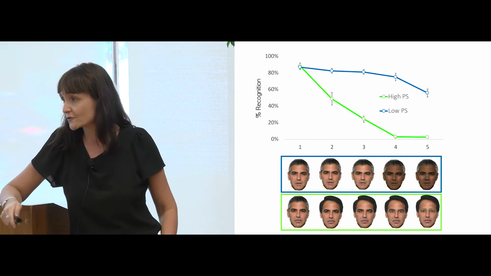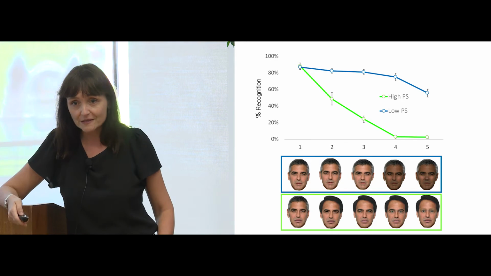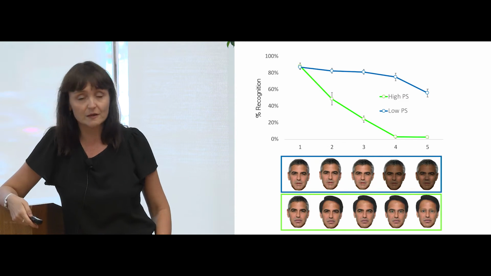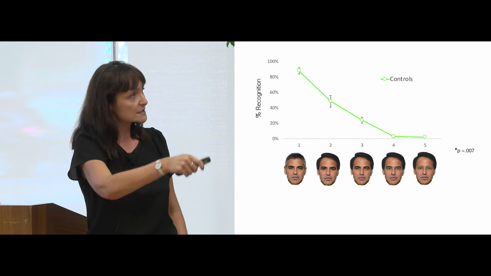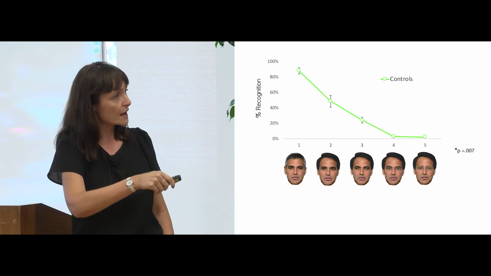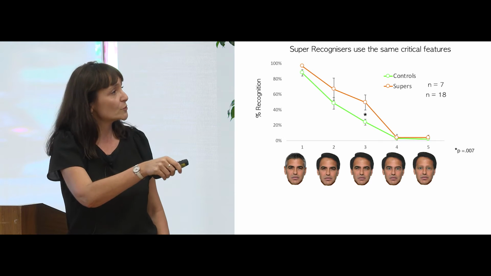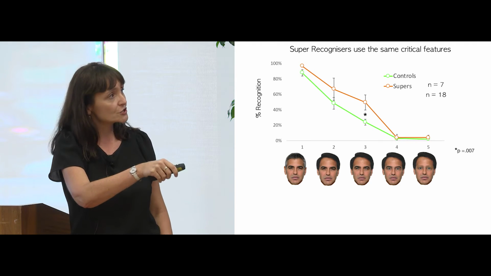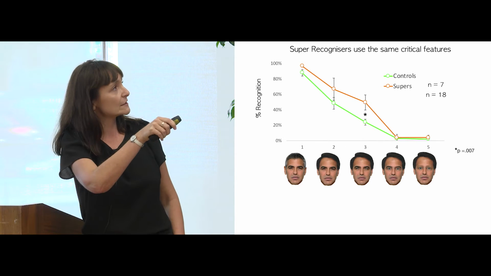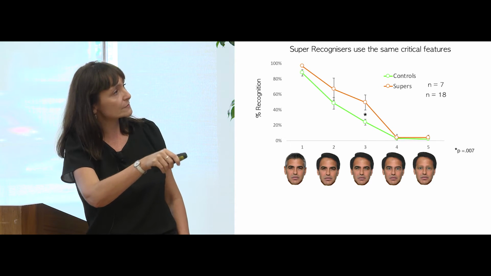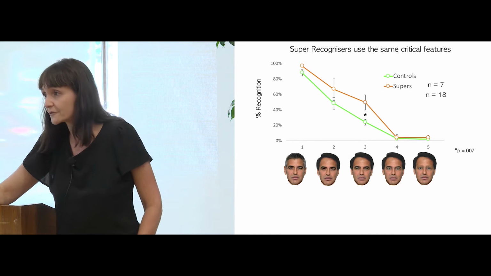What we also did recently, together with Brad, is that we ran the same task on super recognizers. Super recognizers are very good at face recognition. Are they also going to use the same features, or maybe they are using different features? So this is the data from the control subjects that I just showed you with high PS changes, and this is the data from the super recognizers. You can see that when we get, again, to 4 or 5 changes, super recognizers also cannot recognize familiar faces. Their slope goes down slower, but by 4 or 5 features, they also cannot recognize familiar faces.